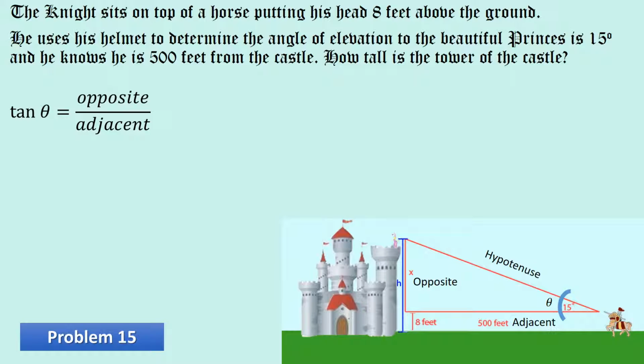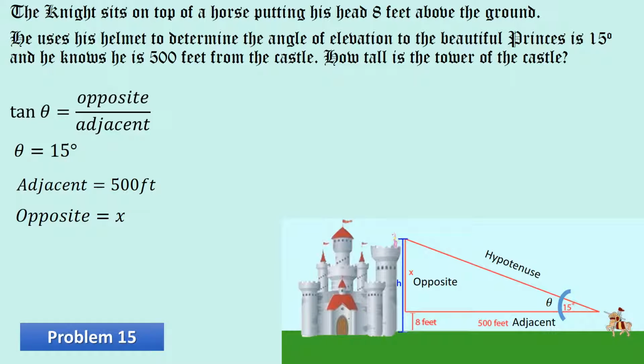Okay, now let's see what we know. We do know that my angle is 15 degrees, don't we? We do know the adjacent is 500. And oops, we don't know the opposite. No, that's sort of what we're looking for, isn't it?